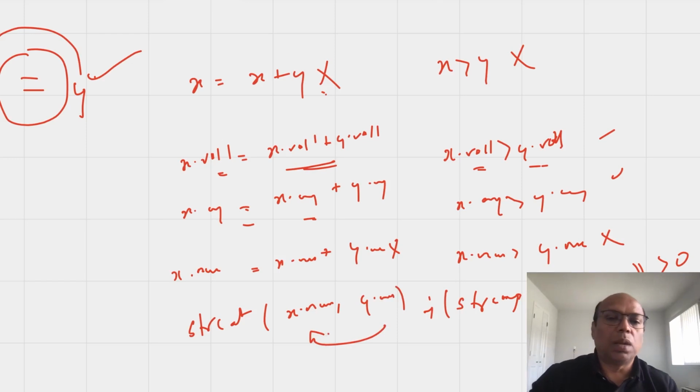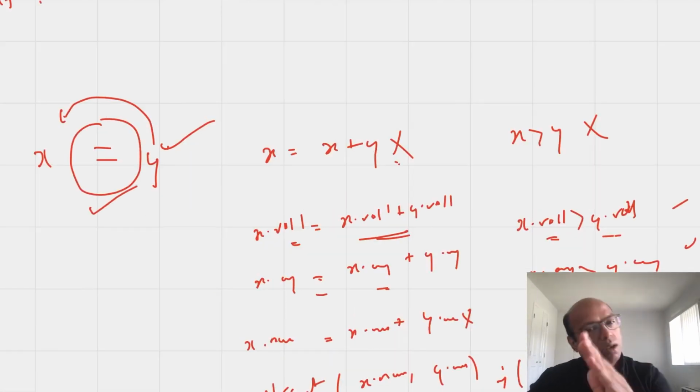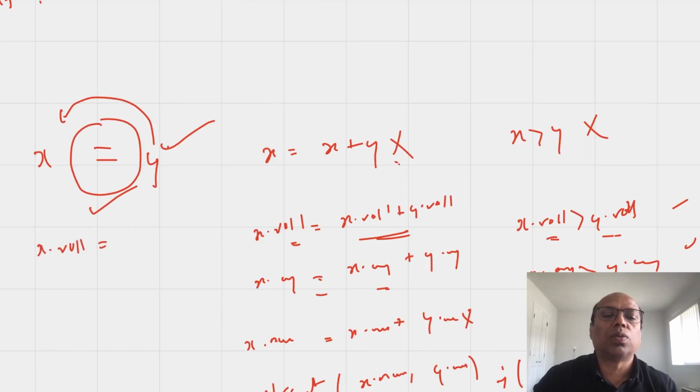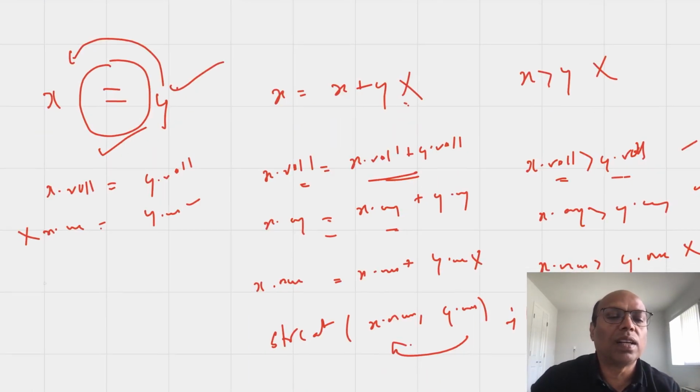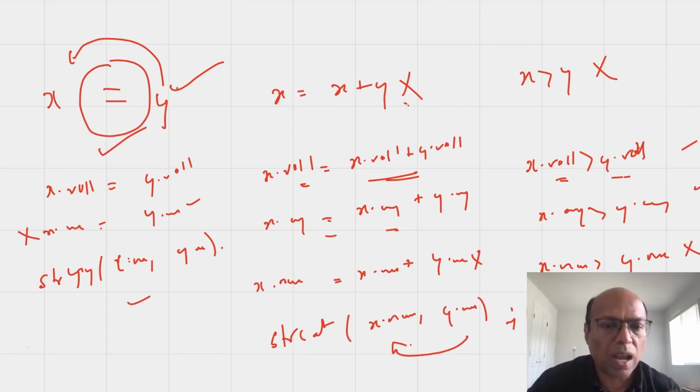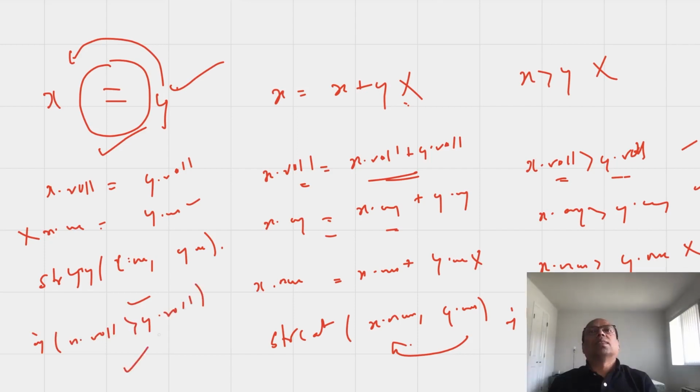Assignment operation is permitted. The full structure can be assigned, and one member also can be assigned. What do I mean by this? I can write x.roll = y.roll. In this case, only roll will be copied. x.name = y.name, sorry, you can't write it. If you want to, use strcpy(x.name, y.name). And you can compare if x.roll is greater than y.roll. Yeah, I hope you understood, right?